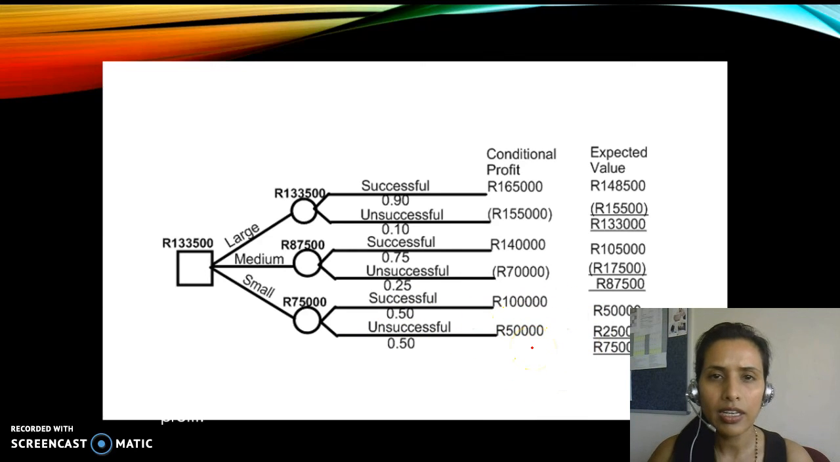Okay, and now we're ready to make our decision. Because the large size factory will result in the highest expected value of profit of 133,000, our decision would be to choose the large factory.